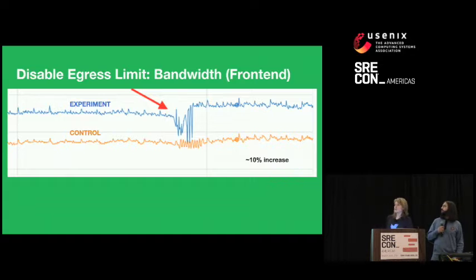Here you can see the result of what happened when we disabled the network egress limit on the ad server front end. The blue line is the experiment cluster, as they're labeled, and the orange line is the control. When we removed the network egress bandwidth limit, we saw that the application was able to make use of the new bandwidth available to it, right? In this chart, we see that egress bytes per second is about 10% higher after the limit is removed.